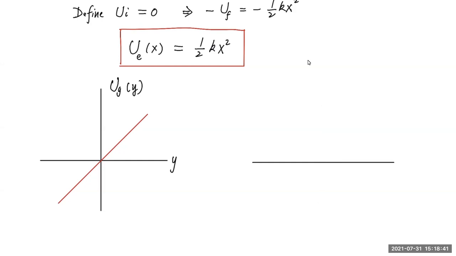it looks different. It's a parabola with a bottom. I'll try to draw a straight line here. Okay, there we go. It's a parabola with a bottom. So it looks like this. Okay, I didn't draw it very well. Let me try this again. You get the idea. Okay, so this is U_E, this is U_E as a function of x.